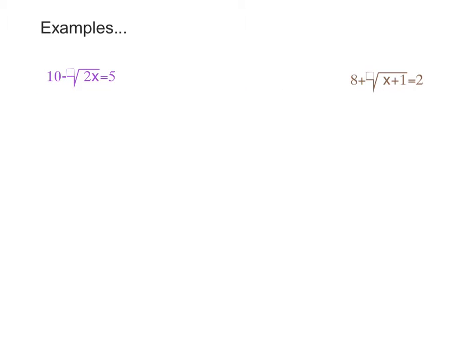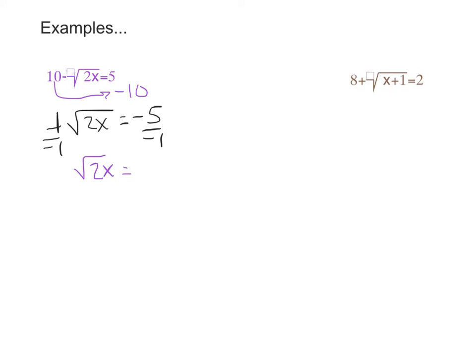So in this example here, we want to go ahead and take the 10, undo it to the other side as a negative 10, and therefore we have the square root of 2x. That negative is understood to be like a negative 1, so we're going to divide by negative 1. So we end up with the square root of 2x equals 5.